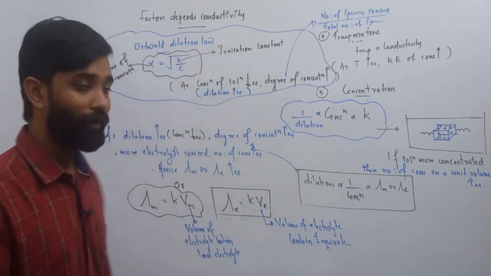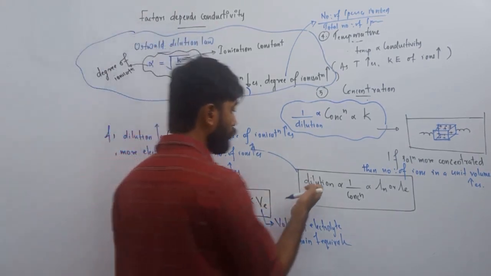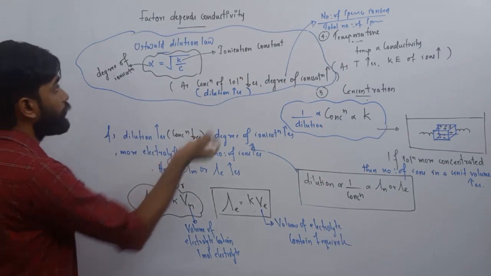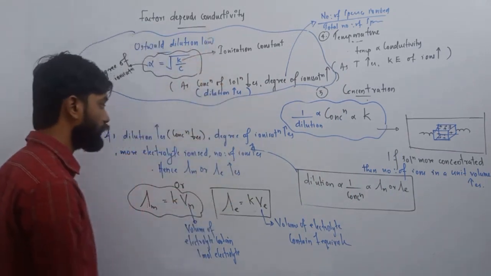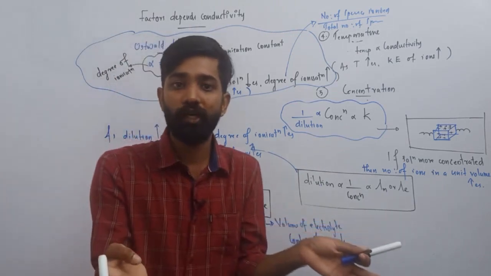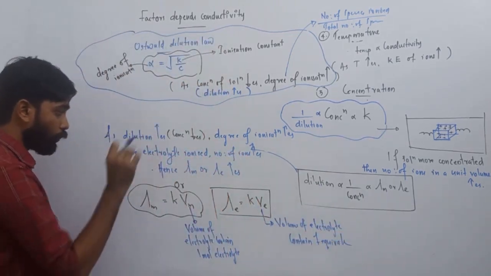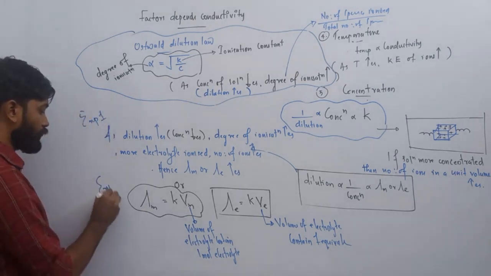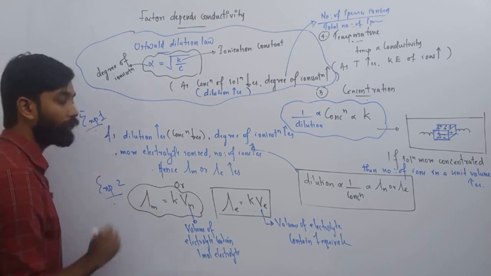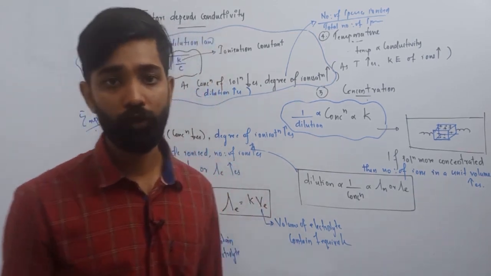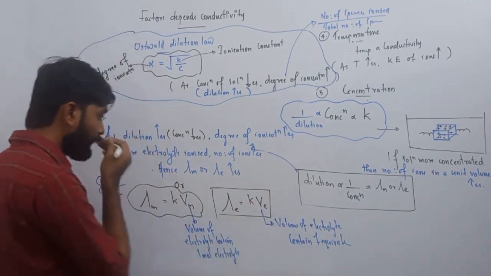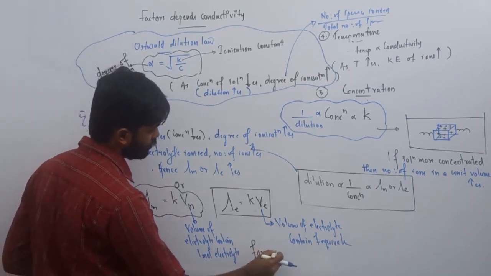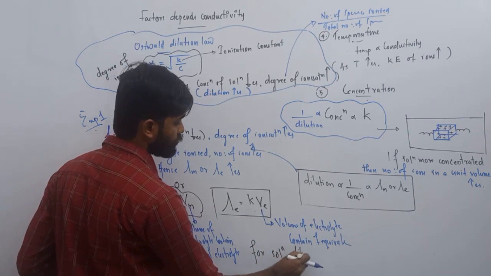So there are two different types of explanations for how dilution is directly proportional to lambda m. The first explanation is based on Ostwald dilution law: as dilution increases, degree of ionization increases. If degree of ionization increases, more and more species get ionized, which means conductivity increases. That is explanation number 1. And the explanation given in your textbook: as we know, lambda m equal to kappa into Vm and lambda e equal to kappa into Ve. So what happens when the dilution of the solution increases?